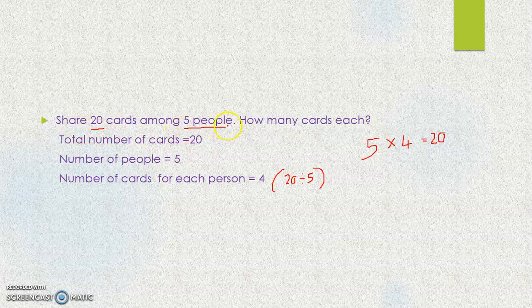20 cards shared among 5 people. Total number of cards are 20. Number of people 5. So 20 divided by 5. 5 into എത്ര ചെയ്താൽ 20 കിട്ടും എന്ന് ഫൈൻഡ് ചെയ്യുക. We know 5 ones are 5, 5 twos are 10, 5 threes are 15, 5 fours are 20. 5 into 4 is equal to 20. So number of cards for each person is equal to 4.